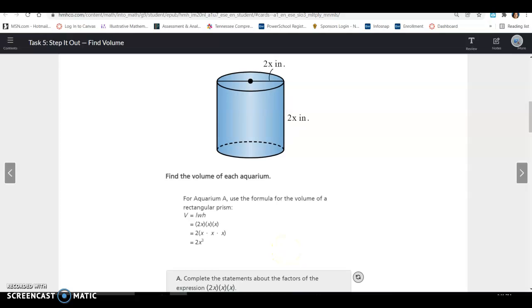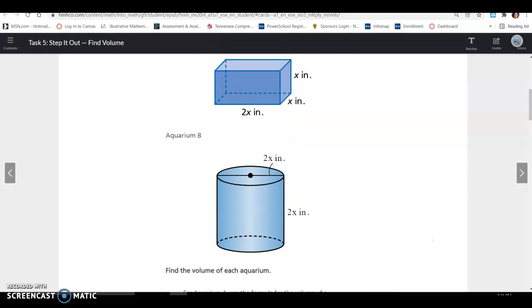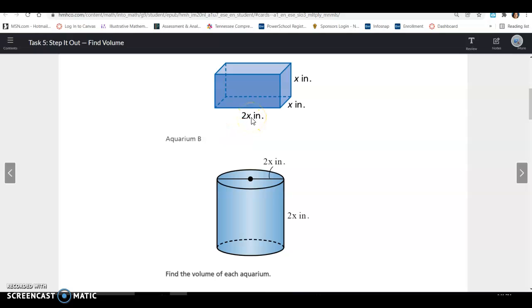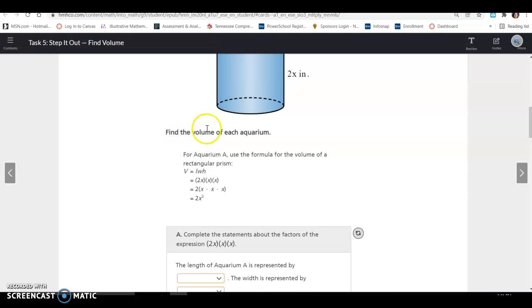It says find the volume of each aquarium. For aquarium A, use the formula of volume for a rectangular prism. That equation is volume equals length times width times height. So you can look at this one here and see that it's going to be 2x times x times x. So they've got 2x times x times x.